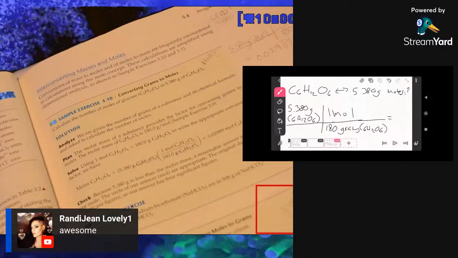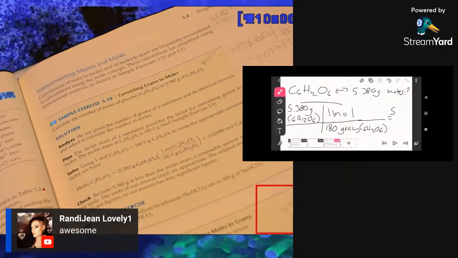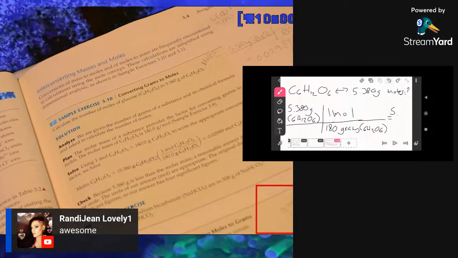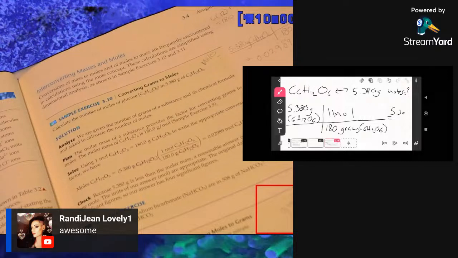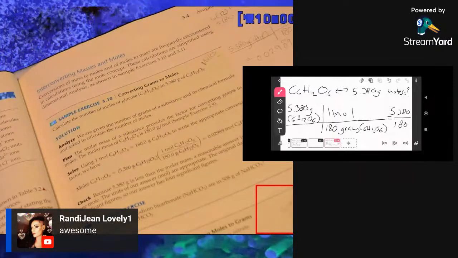So what you do is you're gonna multiply all the numbers at the top and divide by all the numbers in the bottom. All right, so it'll be 5.380 times 1 divided by 180. You see that? And then you're gonna get the answer I got.